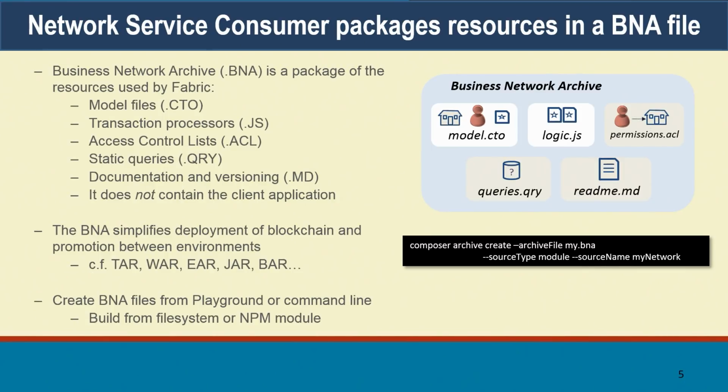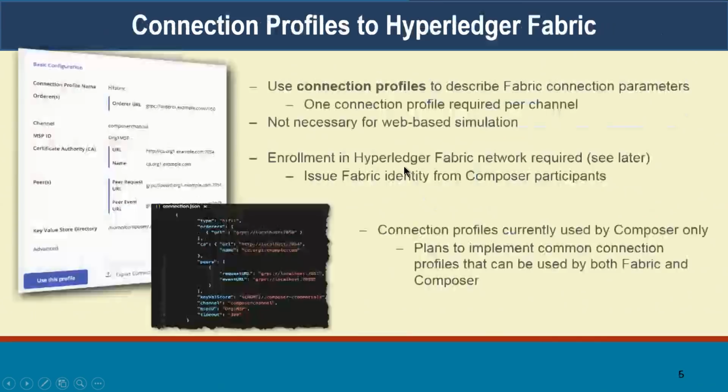And you can build something in the playground and actually take that to a real network deployment with Fabric and use it there. Right? So you can build this from the playground, build it from file system or through an NPM module. So all of that is possible. That was a BNA file.